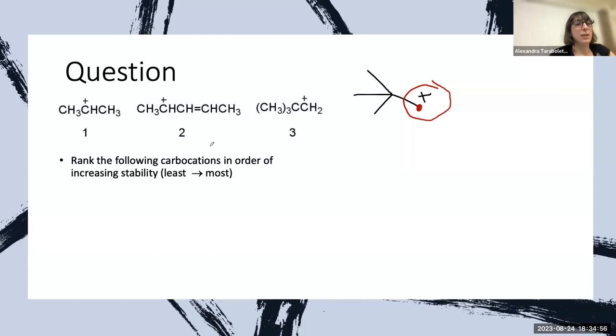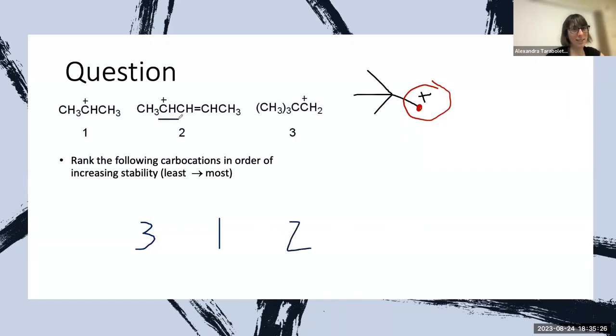So in this case, the least stable is 3. Yeah, least stable is 3. It's okay, you just said it backwards. It's fine, I knew where your head was. What is the next least stable? Next one up, 1, right? And then the most stable, 2.